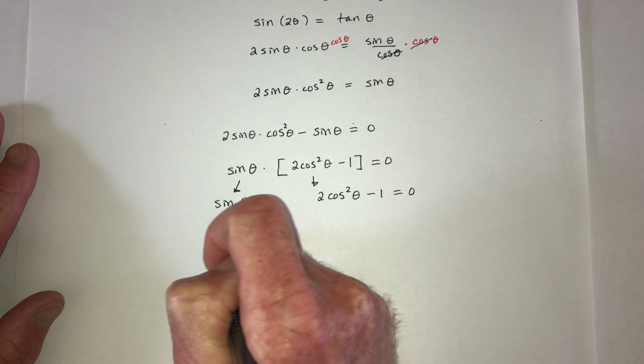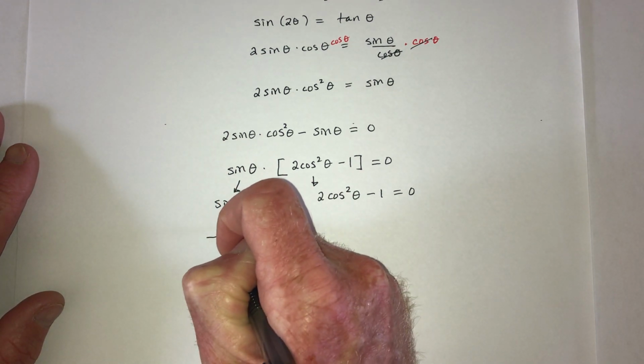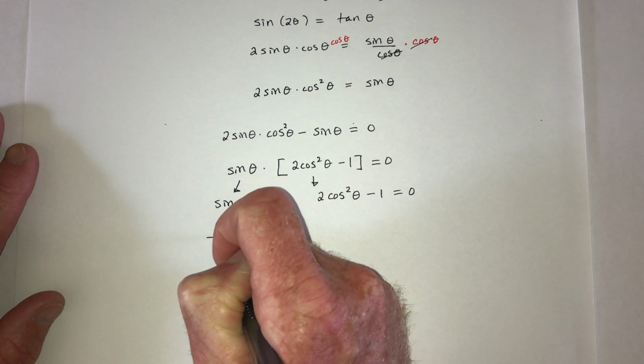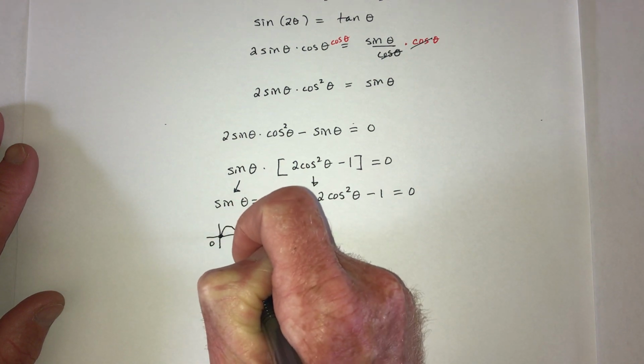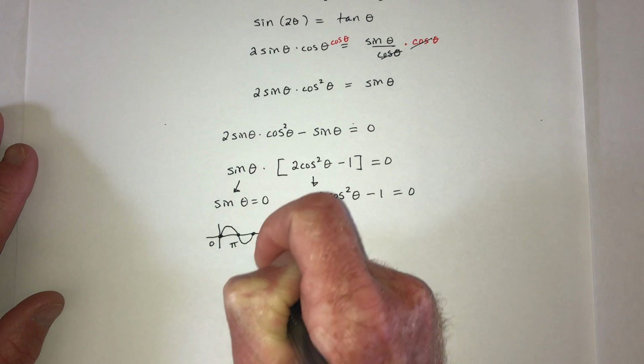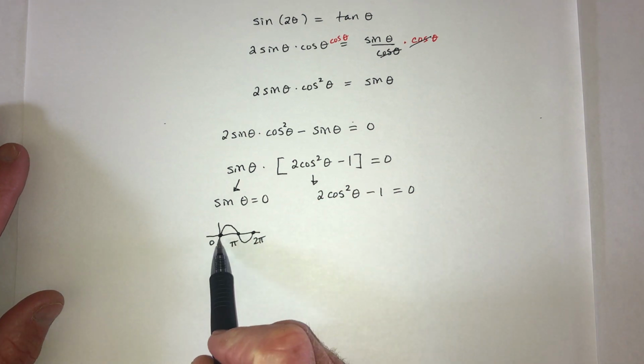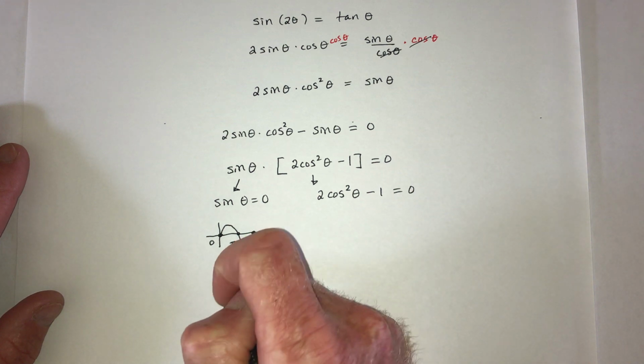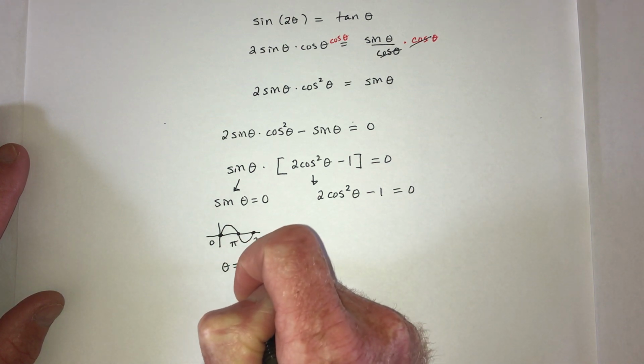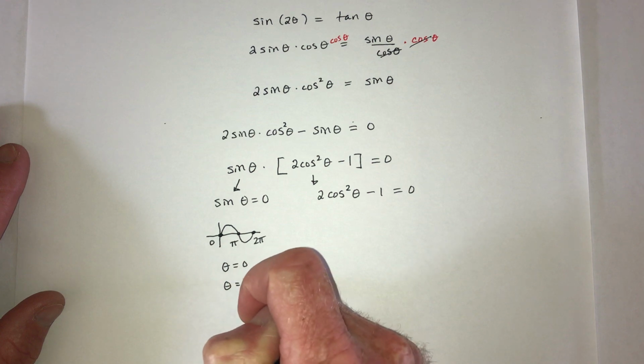Well, for this one, you could just look at the graph of sine. It equals 0 right here, and right here. But on the graph, 0 and 2 pi will be the same place, so we really got theta equals 0 and theta equals pi.